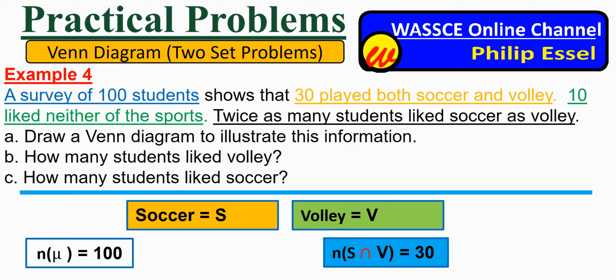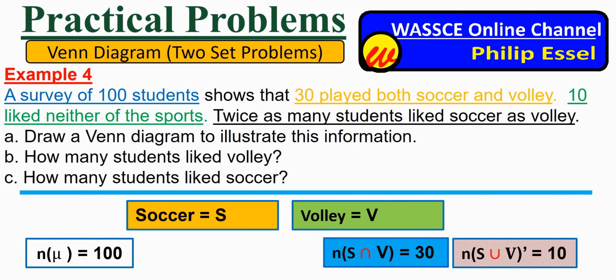From the question, twice as many students like soccer as volley. What does this information mean? Well, this information means that for any number of students that liked volleyball, 2 times that number would like soccer. So for example, if one student liked volley, 2 times 1, which is 2, would like soccer. Another example, if 2 students liked volleyball, then 2 times 2, which is 4, would like soccer.